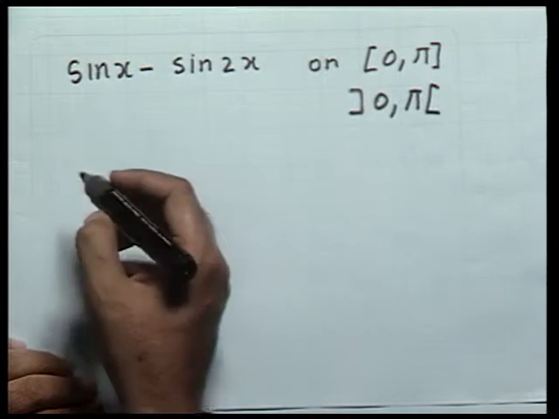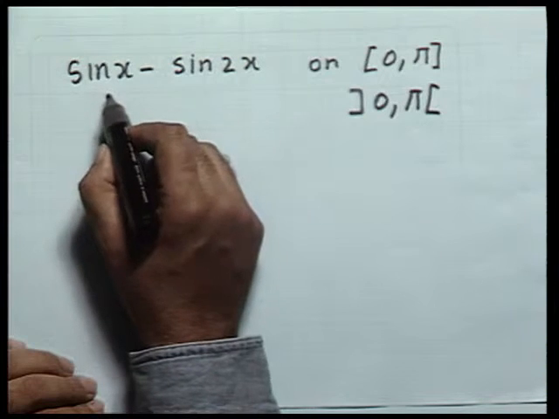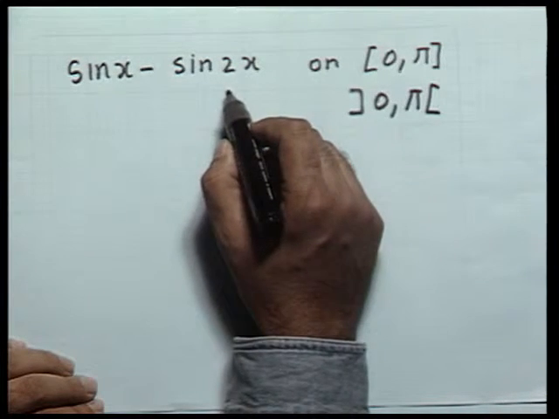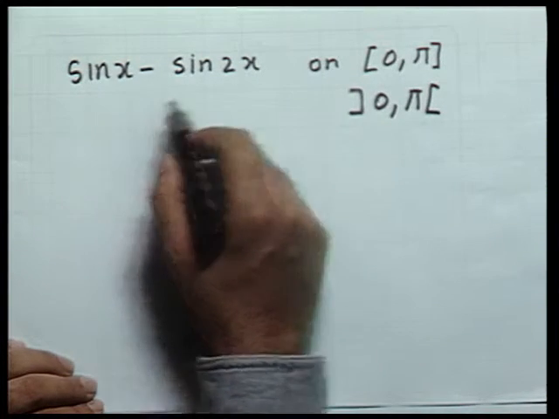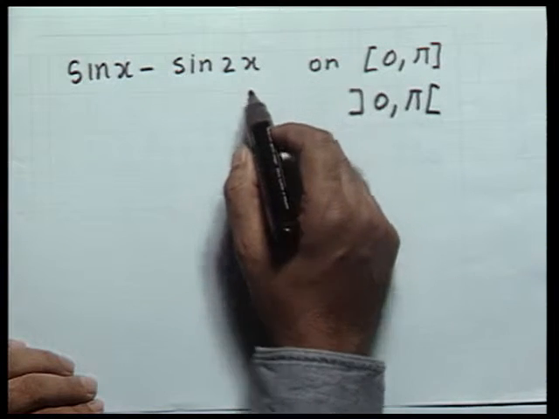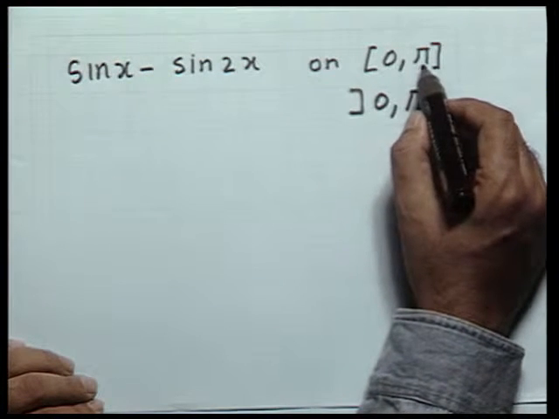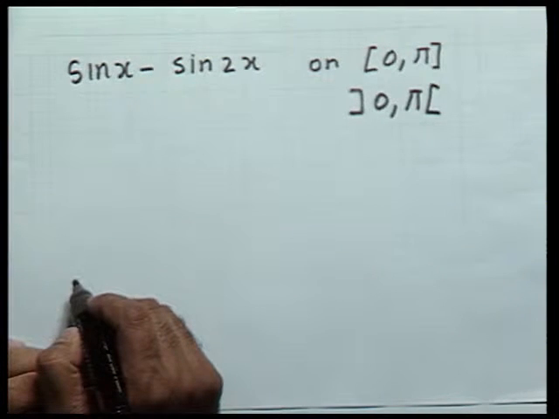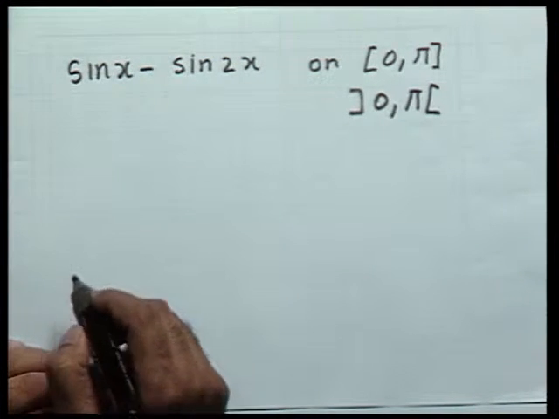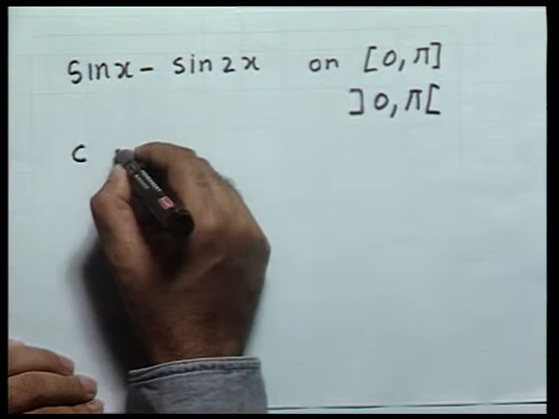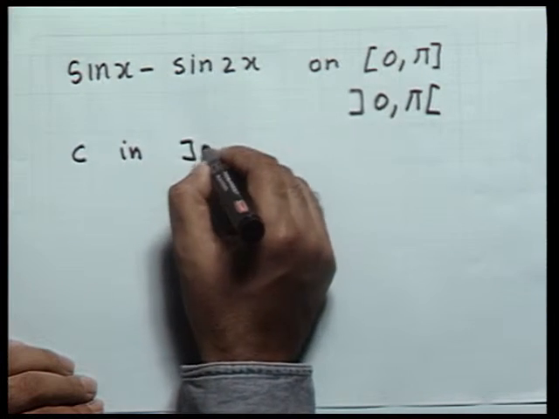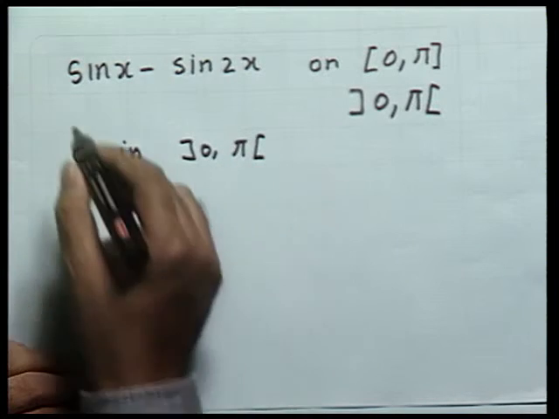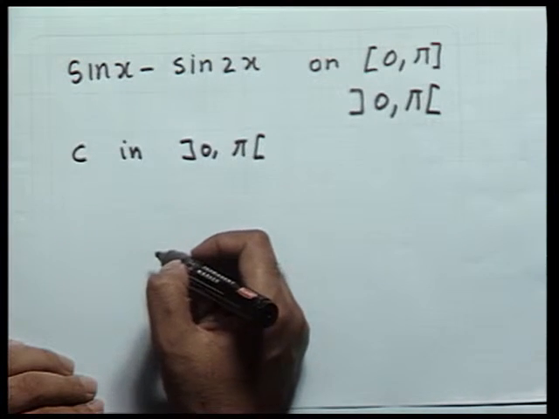Further, you can check that at 0, sin x is 0 and sin 2x is 0, and at pi, sin pi is 0 and sin 2 pi is 0. Therefore, the function is 0 at 0 and is 0 at pi. Therefore, it satisfies all the criteria of Rolle's theorem. Hence, by Rolle's theorem there will exist a c in the open interval (0, pi) such that the derivative of the function will be 0 at c.